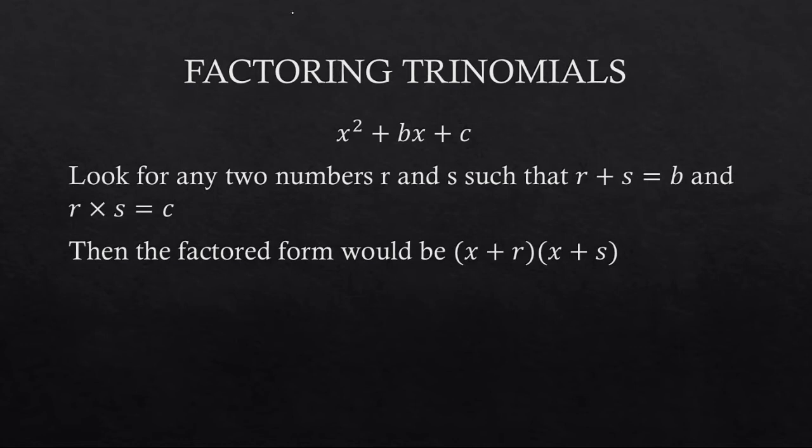When we have an equation that is in the form of x squared plus bx plus c, we want to factor this out. We want to find the numbers that multiply up to this. We're going to look for any two numbers, r and s, such that r plus s equals b, so we're going to add up to the middle term, and r times s equals c, so then we are going to multiply up to the last term here. So the factored form would be x plus r times x plus s. So let's look at an example here.